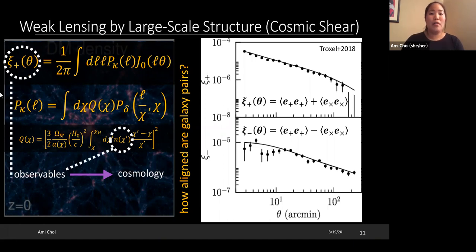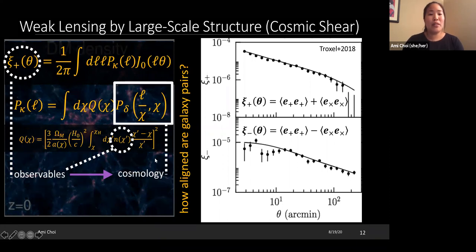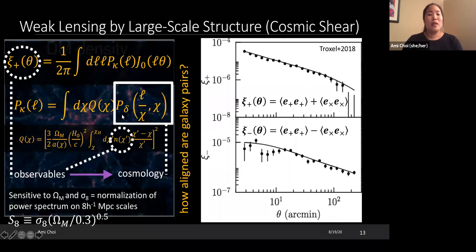The observables are then the measurements of the correlation of pairs of shapes of galaxies, and also redshift distributions coming into this N of chi. And we can relate that to the cosmology, which comes into this matter power spectrum term. Lensing is specifically sensitive to omega matter and sigma 8, where sigma 8 is the normalization of the power spectrum on 8 h inverse megaparsec scales. And oftentimes you'll see a parameterization of this in terms of this capital S8, which is defined as follows here.